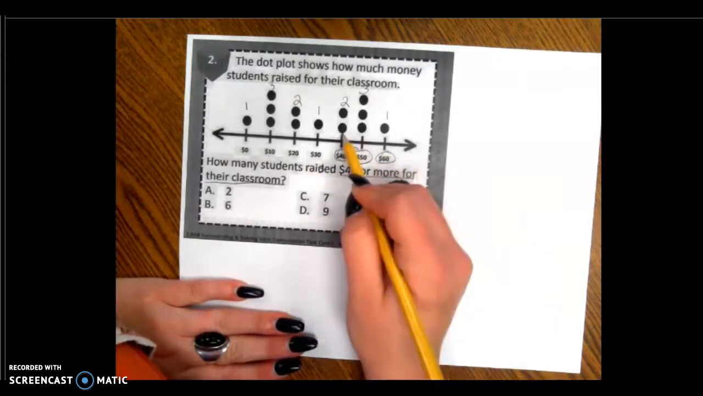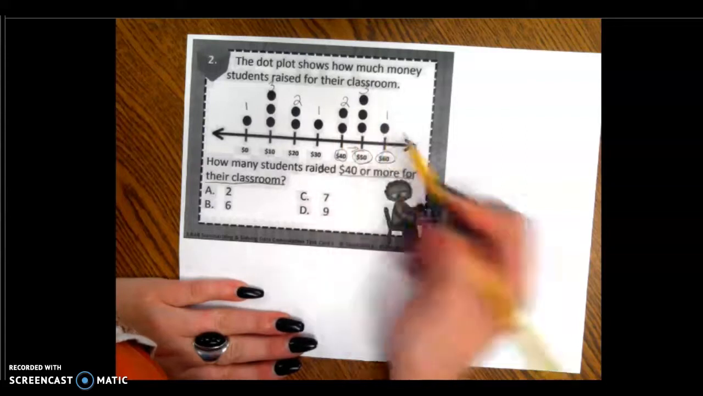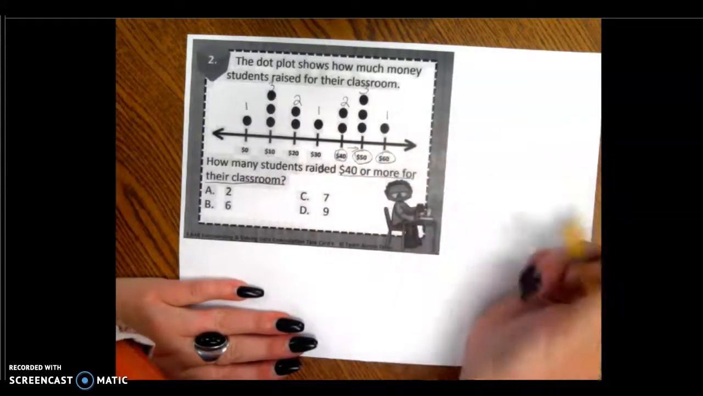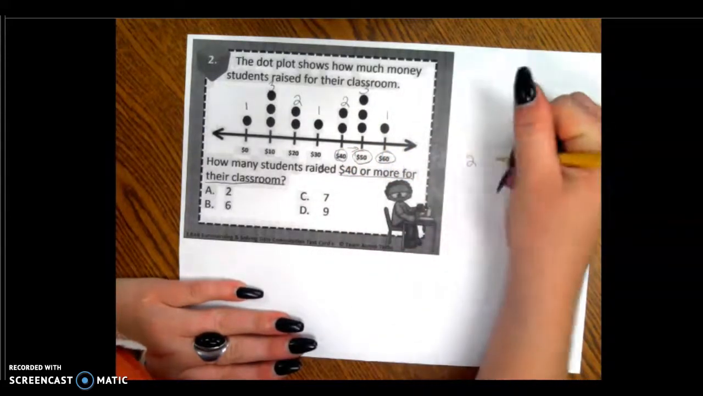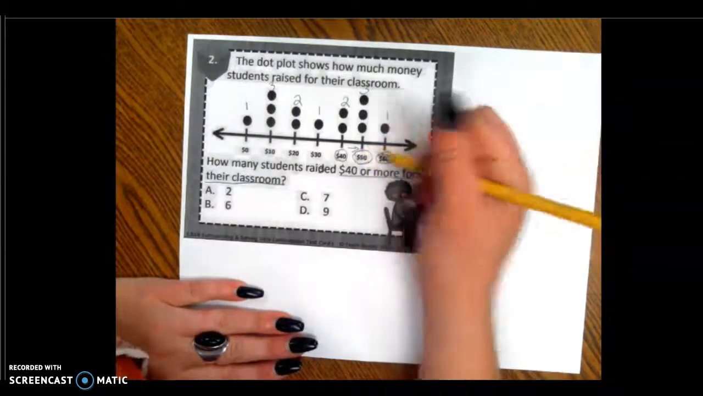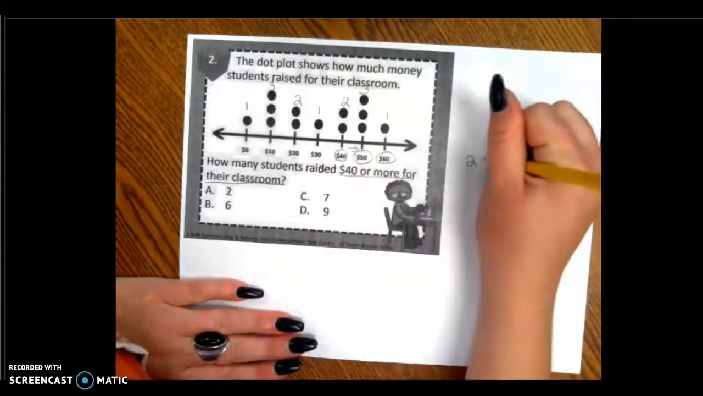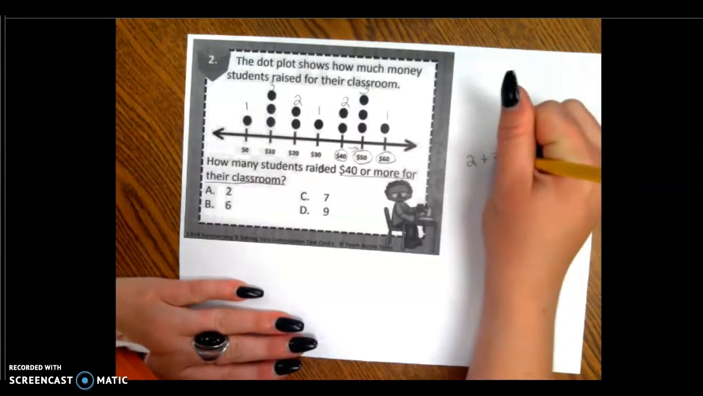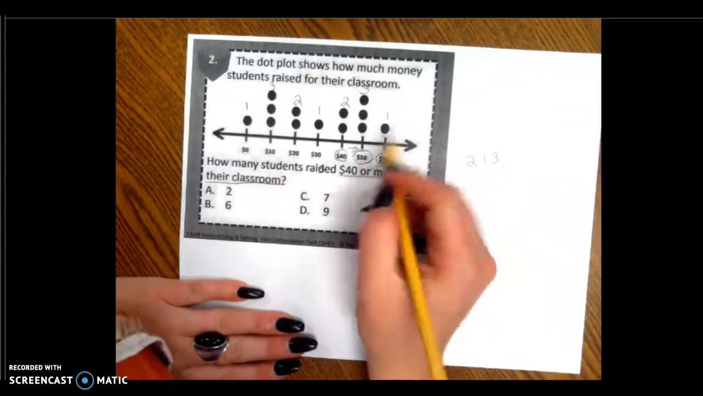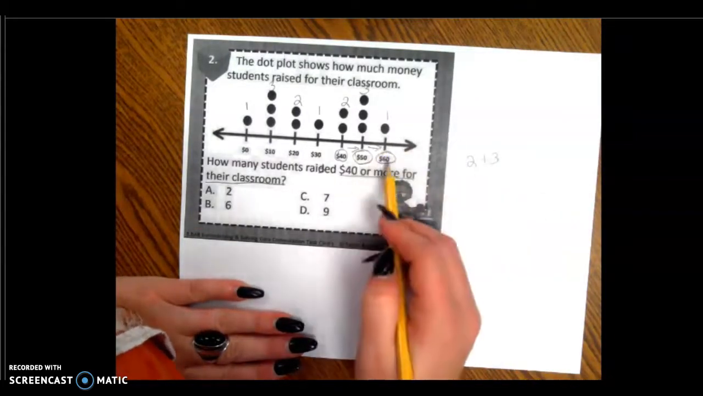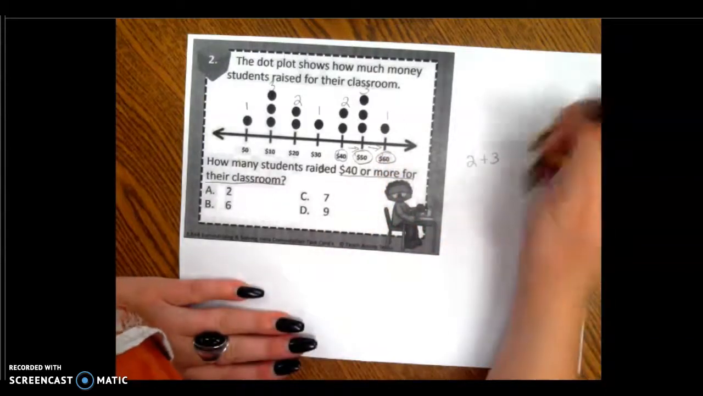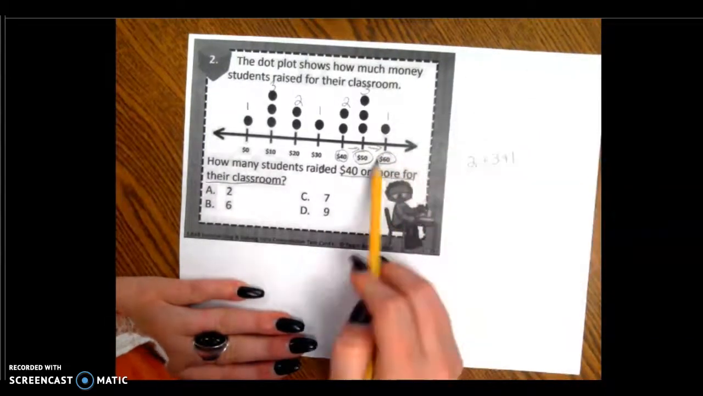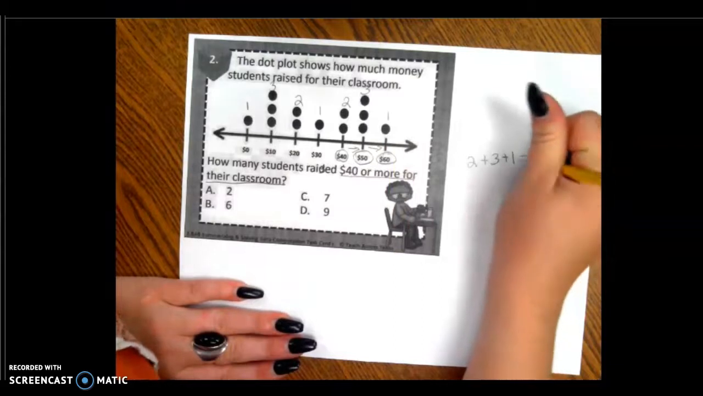So we're going to add up all of these dots. So how many students raised $40? We got 2. And then we're going to add the amount of students that raised $50 because it's more than 40. We had 3 students that raised $50. It says and more. So we're also going to add how many students raised $60. And 1 student who raised $60. And then we're going to add them all together.